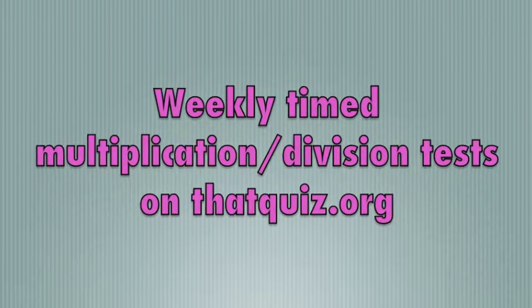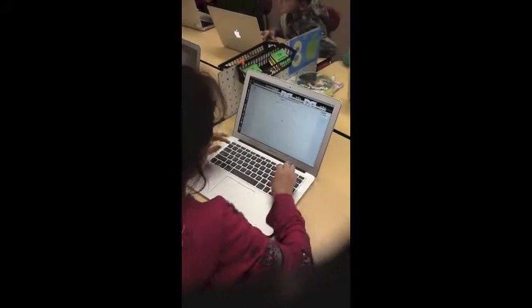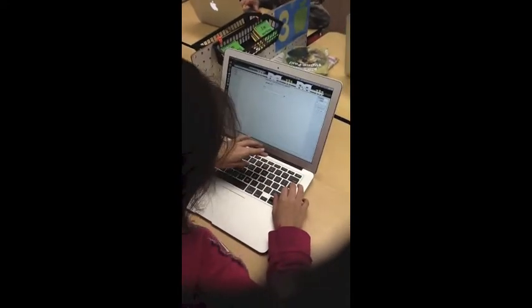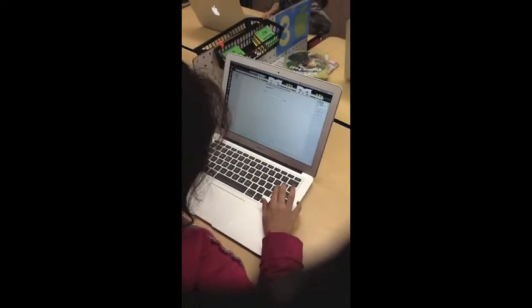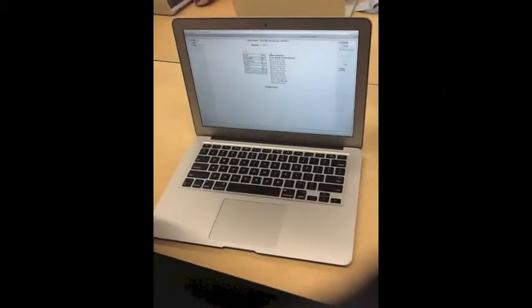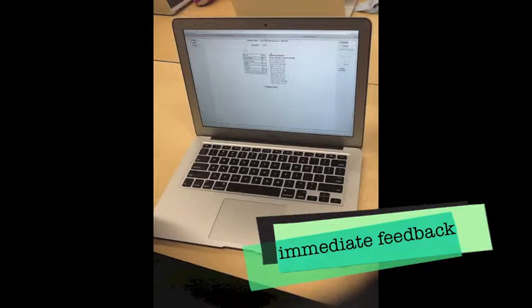Once you input the tests and the answers, it grades it for you. Here's a student in the middle of taking one of the multiplication thatquiz.org tests. After the student completes the test on thatquiz.org, they are given immediate feedback. We encourage the students to screenshot this and practice the ones they got wrong.